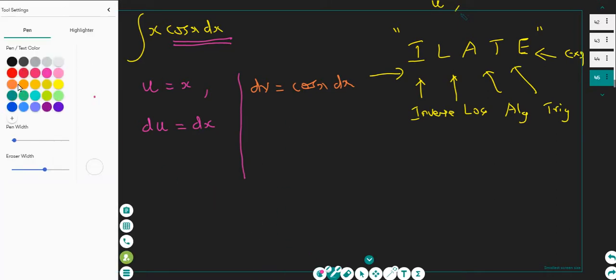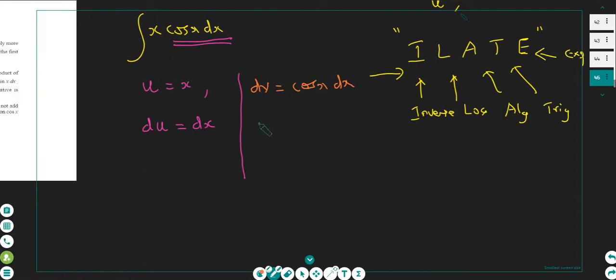For dv, you have to integrate, which means the integration of dv is v, and integration of cos x dx is sin x. No need to put the constant of integration, you can just leave it as it is. This step is not required once you get familiarized with it. You can immediately put v equal to whatever you have found out.